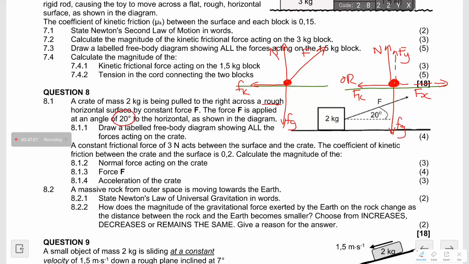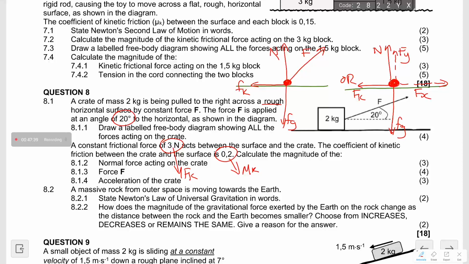because it will also help you when you're dealing with problem solving. And then just below the drawing, there is a constant frictional force of 3 newtons that acts between the surface and the crate, and the coefficient of kinetic frictional force between the crate and the surface is 0.2. Calculate the magnitude of the normal force acting on the crate. So this one, I think, is simple and straightforward.